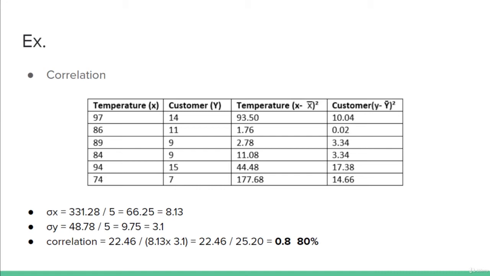So 0.8 would indicate that there is an 80% strong relationship between the two values, which means that there is a high correlation. These two variables are highly correlated, which would mean that if I increase x, there is an 80% chance that y also increases.